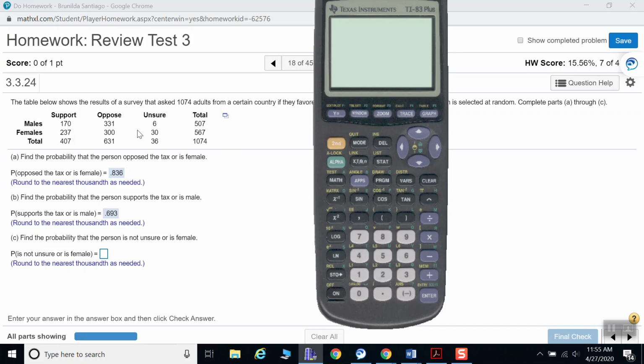So males and unsure, being unsure, which is a complement of, is not unsure or is a male. The complement is the probability of being unsure and male. So unsure and male is 6 out of 1,074. So since it is the complement, it's going to be 1 minus, and I recommend that you enter this in parentheses, 6 divided by 1,074.